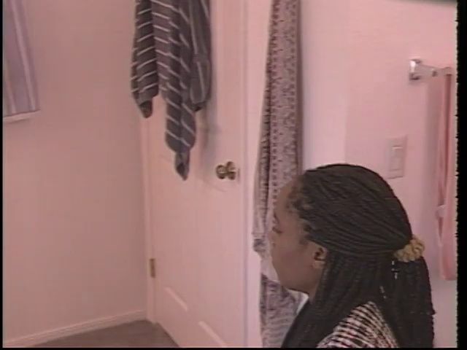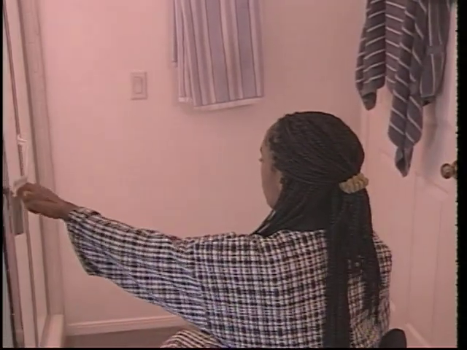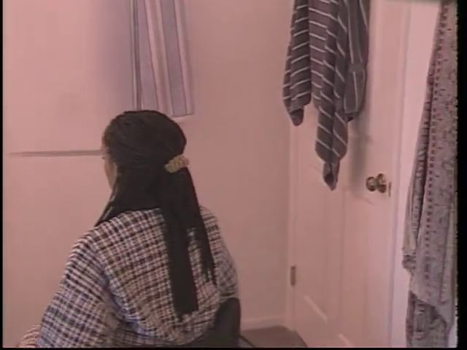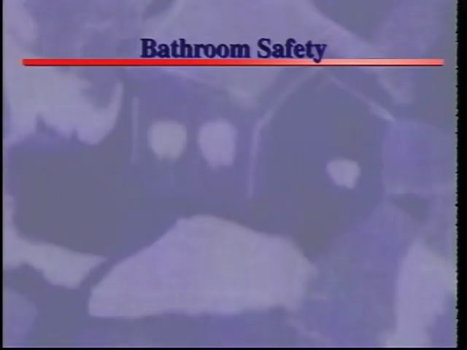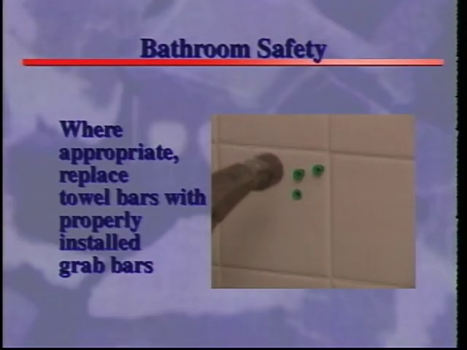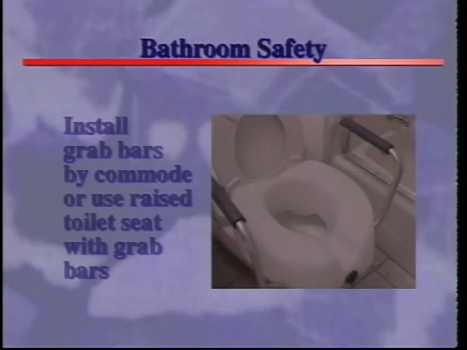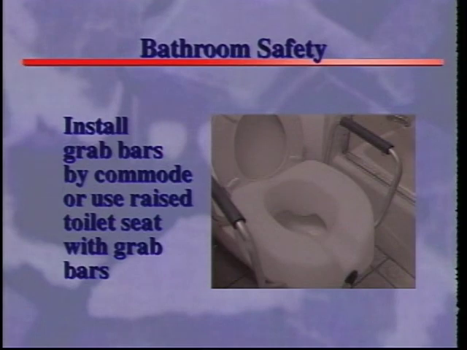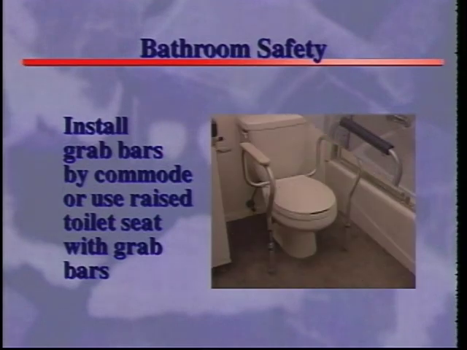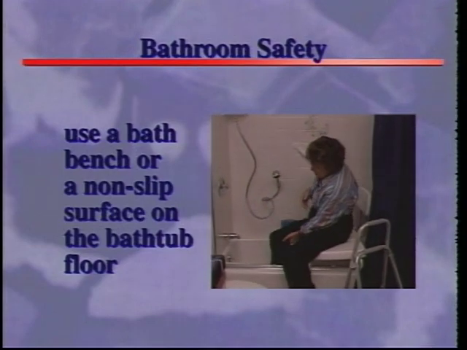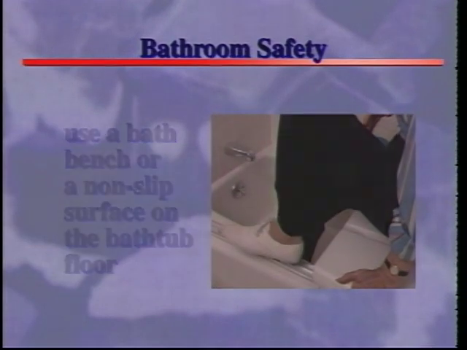A large proportion of serious falls in the home take place in the bathroom, where the surfaces tend to be wet and slippery. The issue of safety in the bathroom is enough material for a video all its own. Here are a few safety tips. Towel bars should be replaced with non-slip grab bars securely fixed to wall studs. Adjustable raised toilet seats with grab bars or grab bars next to the toilet. The bathtub floor should be covered with a non-slip surface or the use of a bath bench.